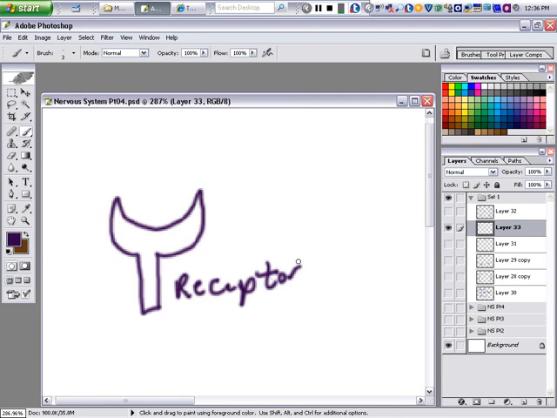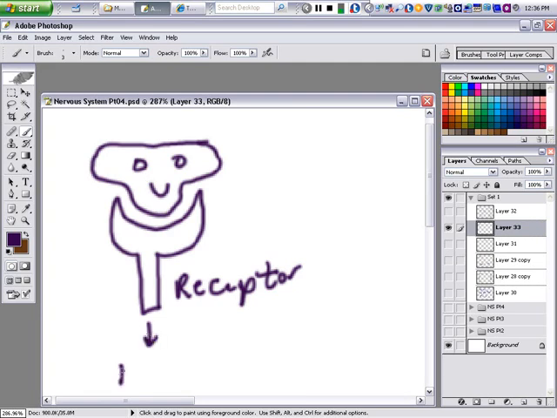Now, a ligand can bind to a receptor and cause a physiological response. So let's just put a ligand here. So this is a ligand. It's binding to the receptor, and it's causing a physiological response. Okay, so this is our ligand.